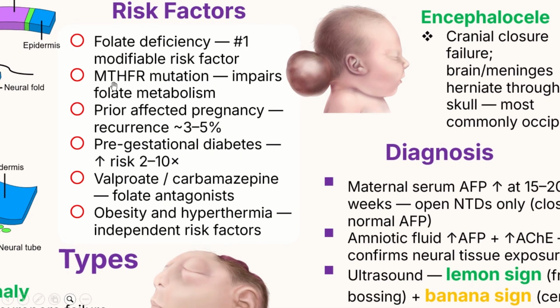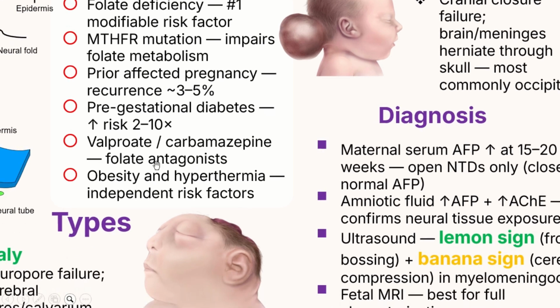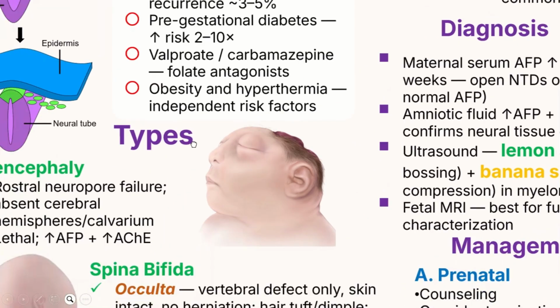Then you have the MTHFR mutation, and this one is going to interfere with the metabolism of folate. If there is a prior affected pregnancy, we have a chance of recurrence, because whatever could have caused the neural tube defect in the first place could still be there. If we have pregestational diabetes, it's also a risk. And then valproate and carbamazepine are also a common cause, because they are folate antagonists, and these are mostly anti-seizure drugs. And then obesity and hyperthermia are also independent risk factors.